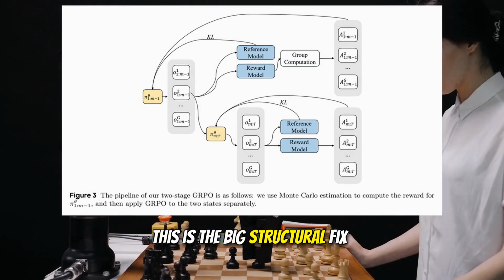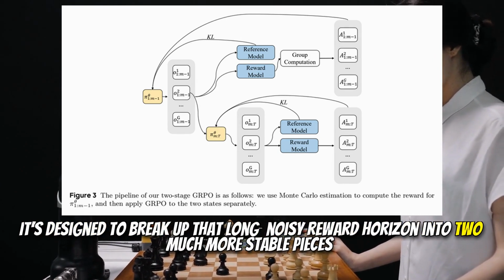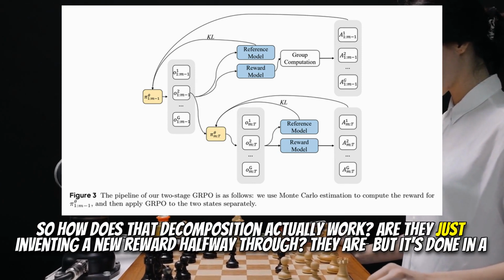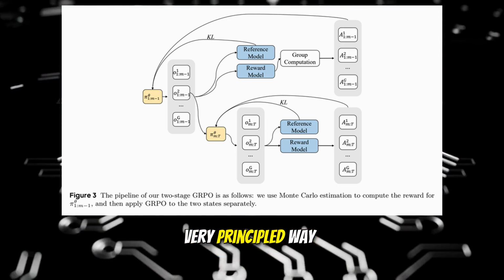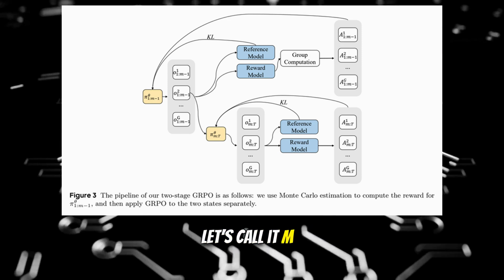This is the big structural fix. It is. It's designed to break up that long, noisy reward horizon into two much more stable pieces. So how does that decomposition actually work? Are they just inventing a new reward halfway through? They are, but it's done in a very principled way. The idea is to split the whole optimization problem at some middle time step. Let's call it t1.